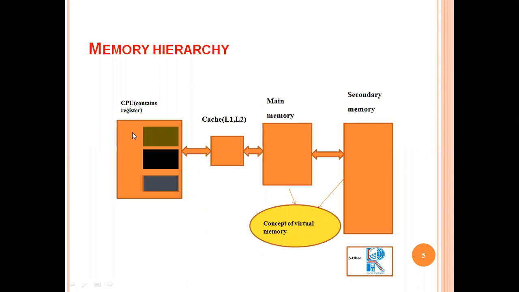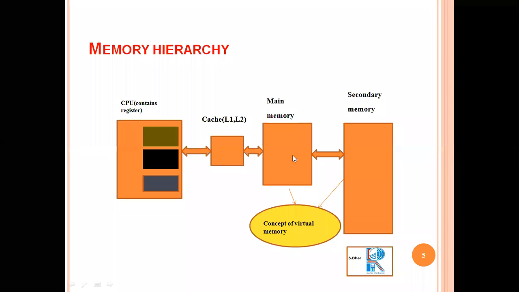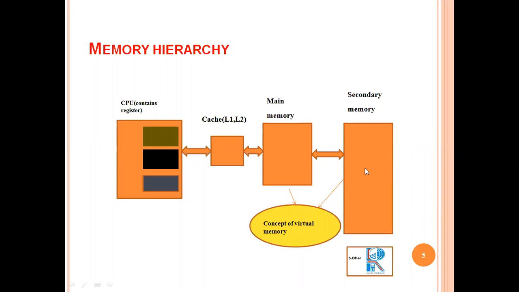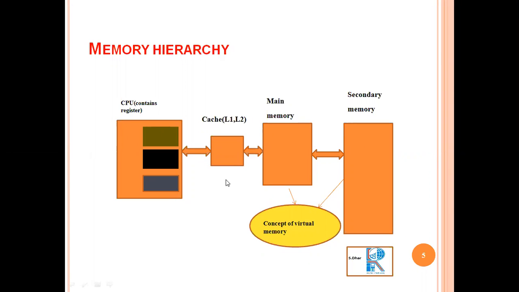I have already told you these are the internal memories, that means the registers. These are called the main memory, where the program is stored, and where the original files are stored, that is called the secondary memory. Here all the big files are stored. Now the problem with this main memory and this CPU is that, as I have already told, main memory is slower than the CPU.